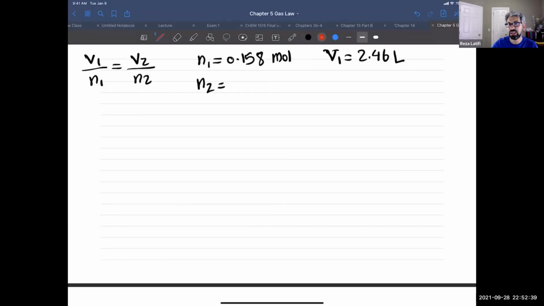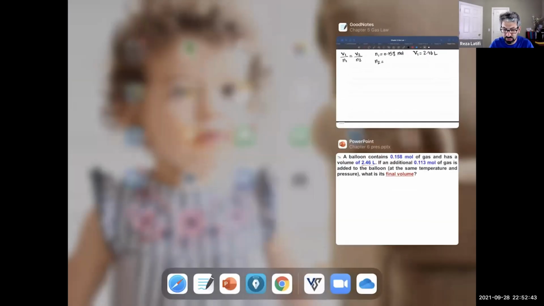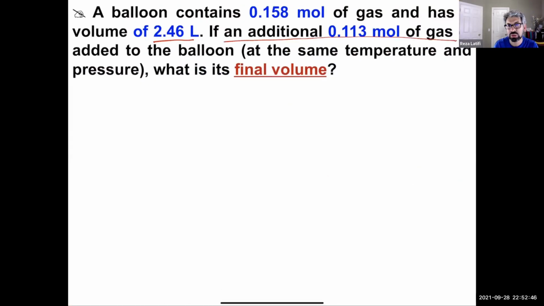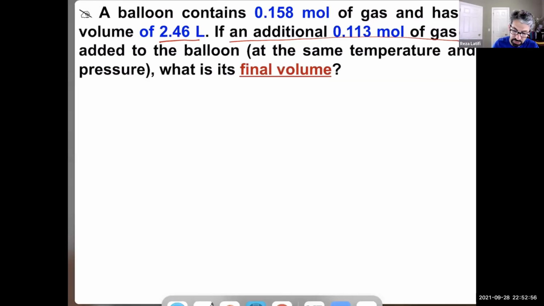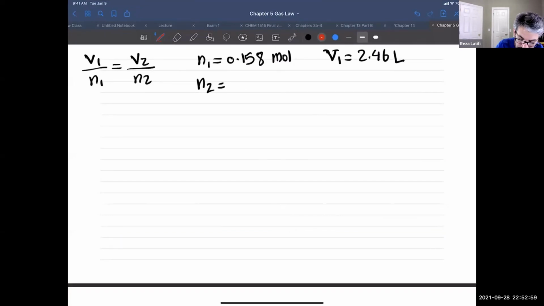N2, because they said additional, if we go back to the question, because it says additional 0.113 mole, we are adding to the initial number of moles. So you say the new number of moles is going to be equal to N1 plus 0.113. Okay. So you get 0.158 plus 0.113 moles.